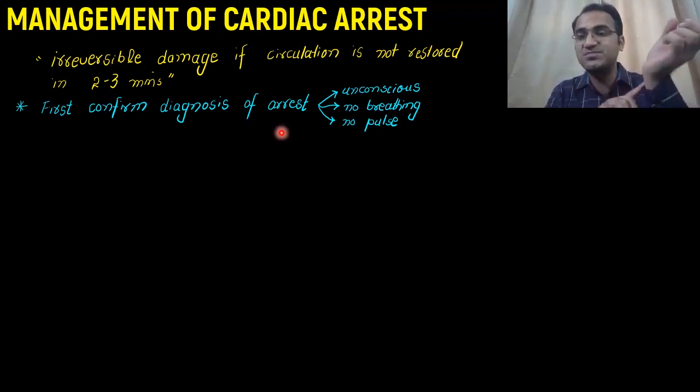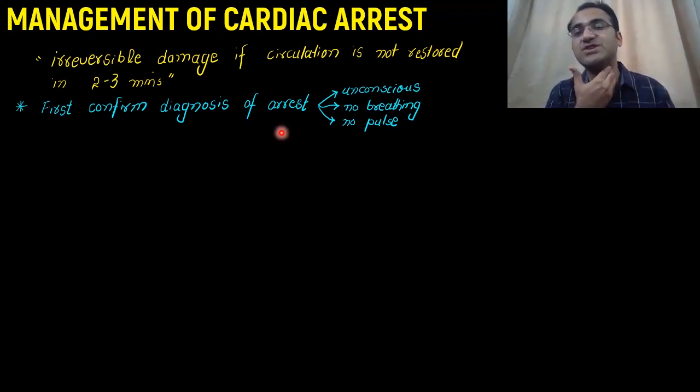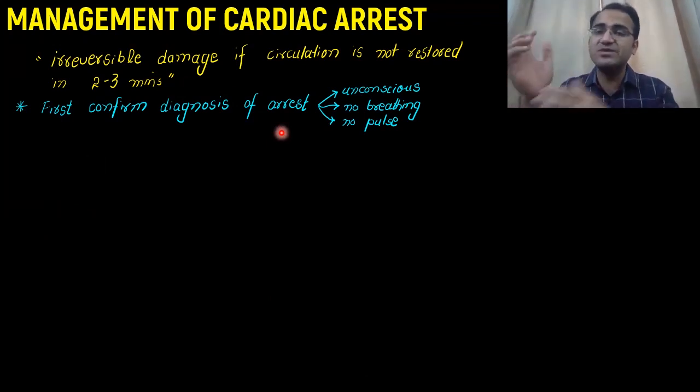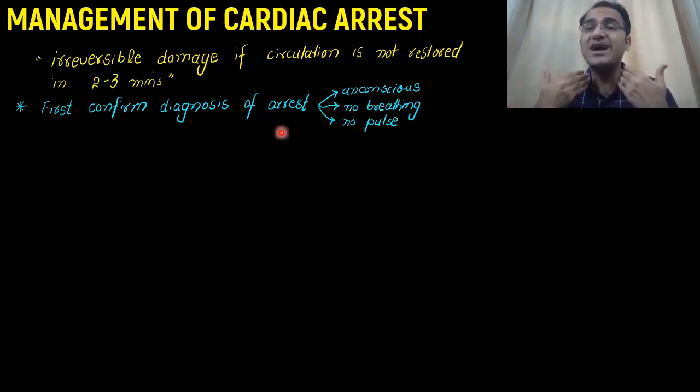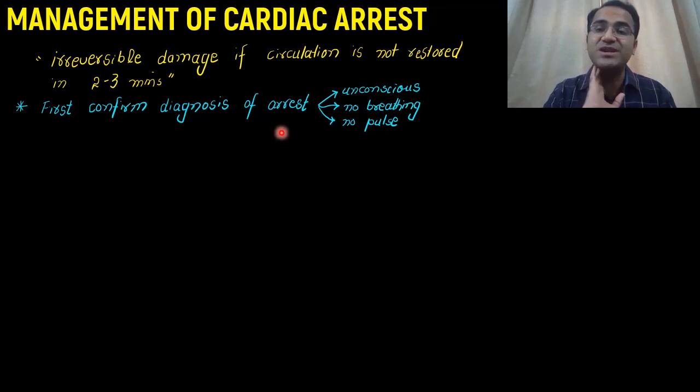You do not check just any pulses for diagnosing cardiac arrest. You check the major pulses, you check the carotids. Why do you check carotids? Because sometimes when the patient is hypotensive, the peripheral pulses get absent, but in hypotension the carotid pulses will be present. So you check the major pulse. If the major pulse is absent, then you make the diagnosis of cardiac arrest.